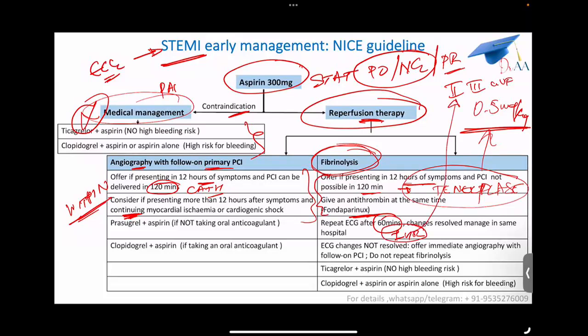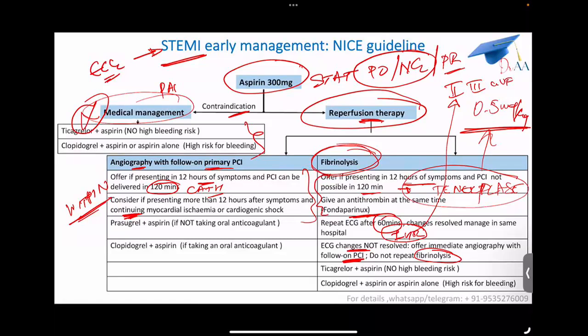When you repeat it, the ST segment elevations are gone. They are no more. It has come back to the normal baseline. Then you need to continue managing this patient in your hospital itself. You repeat the ECG, but still persistent ST segment elevation is there. Then you shift this patient to the nearest cath lab as soon as possible, so he gets an immediate angiography done. Don't repeat the fibrinolysis. Don't give one more dose of tenecteplase. Never do that.